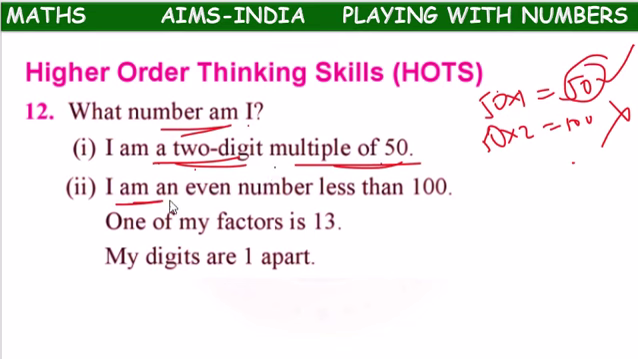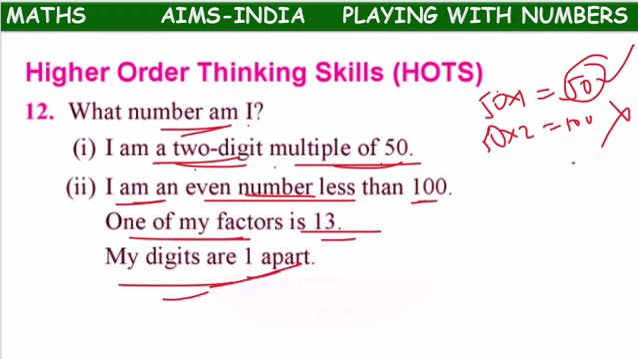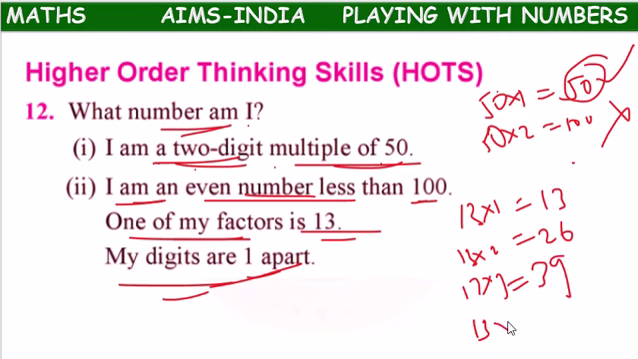Next, I am an even number less than 100. One of my factors is 13. My digits are 1 apart. Multiples of 13: 13 1 is 13, 13 2 times 26, 13 3 times 39. Like that 13 6 times 78.